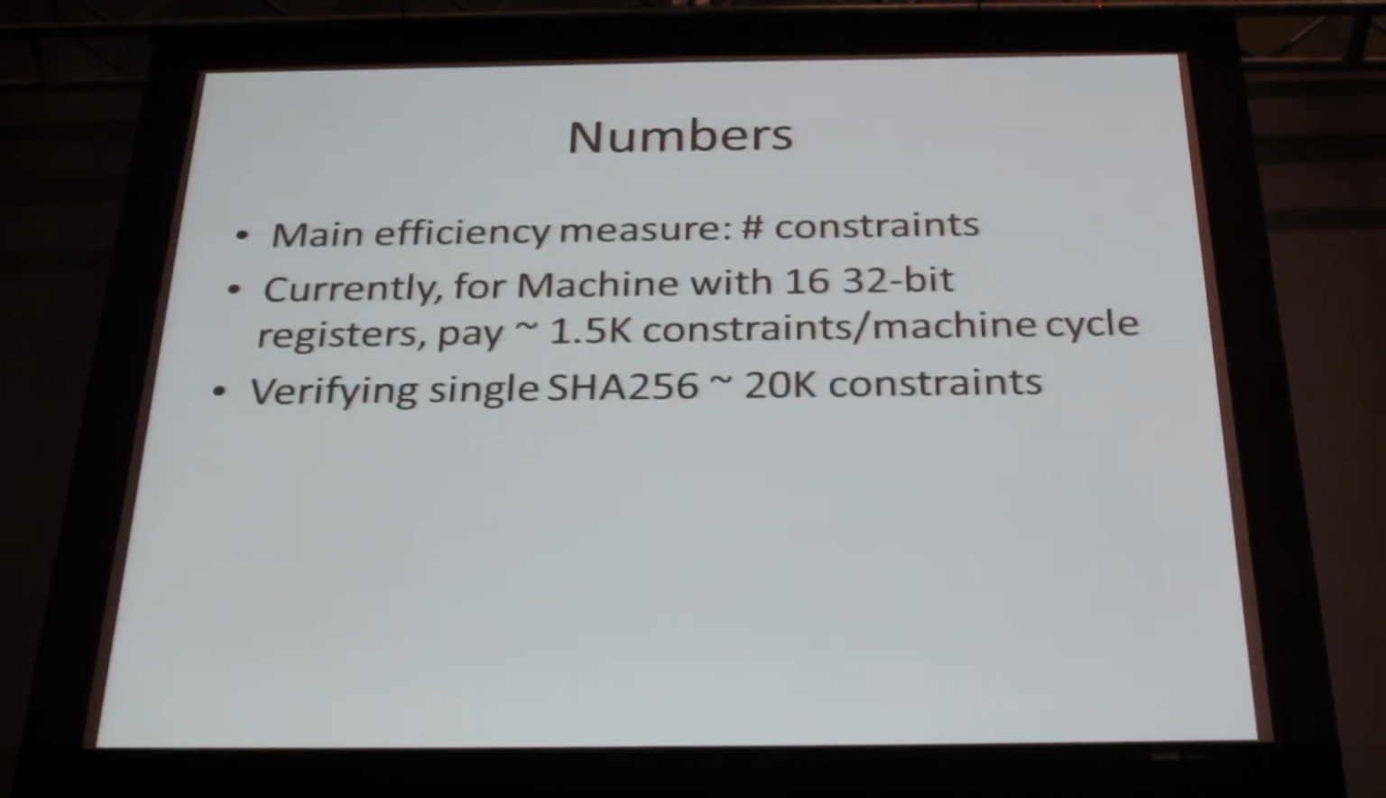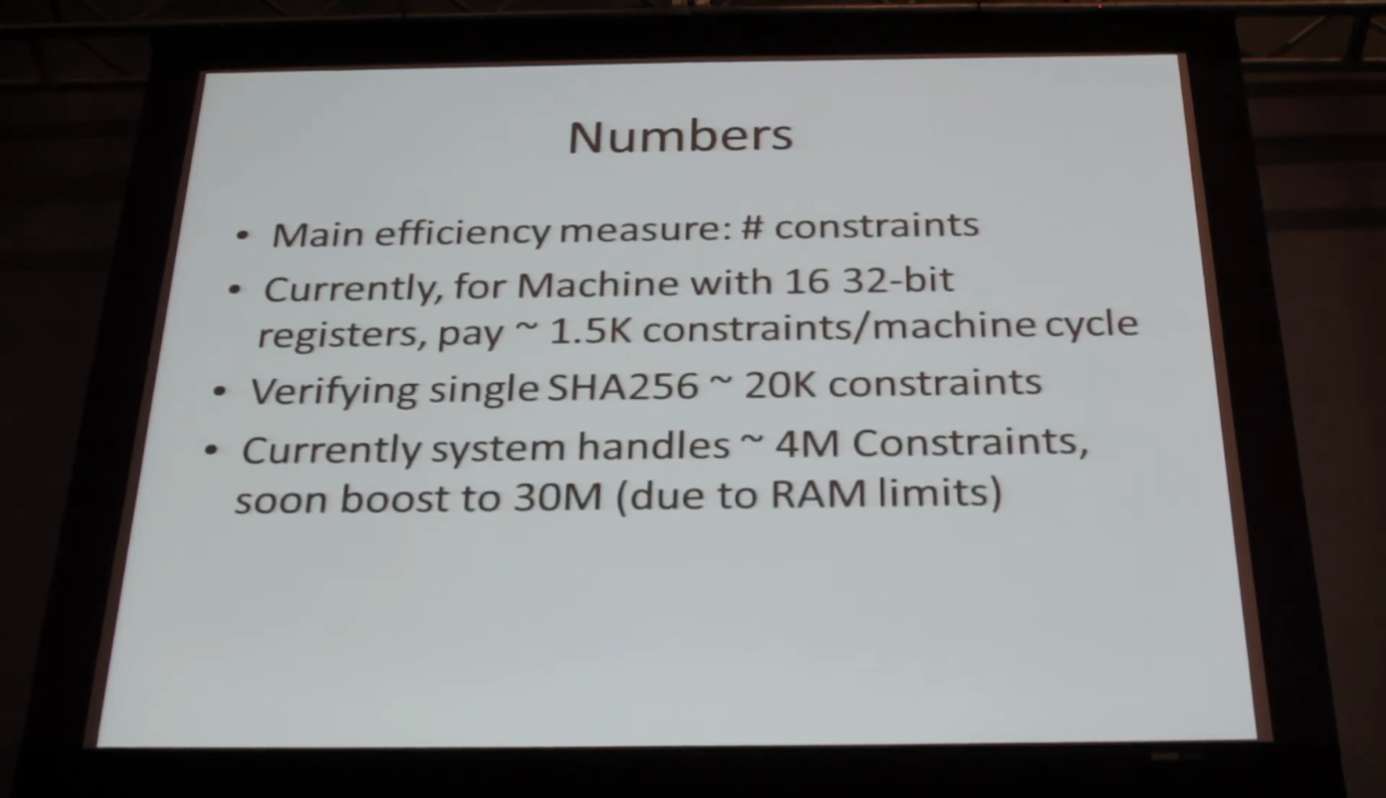And we did a back-of-the-envelope calculation showing that if you want to verify a single SHA-256, it's going to take you currently around 20K constraints. And we're already playing with systems that handle around 4 million constraints, and we're going to boost it up pretty soon to 30 million constraints. Our only limitation is the randomness that we have on the machines that are currently available to us. We haven't bought any specific hardware to deal with it, but this is completely scalable. We just need more memory to fit the whole thing inside.